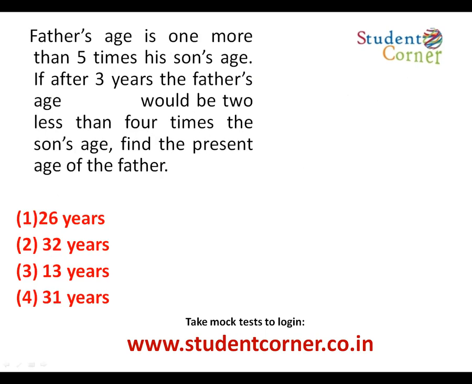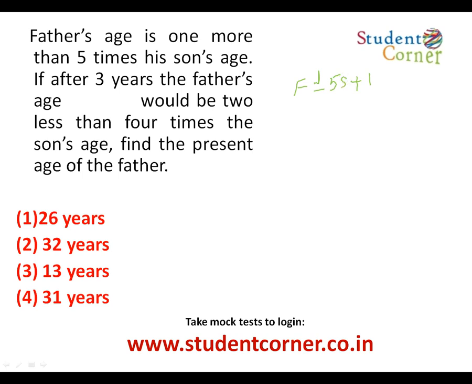Let us see the next question, a bit lengthier. This is how TCS people will take the student through 3, 4, 5, 6, 7 lines, but getting into the problem is much easier. Now the question is, father's age is 1 more than 5 times his son's age. So whenever it says age, it's the present age. 1 more than 5 times his son's age.